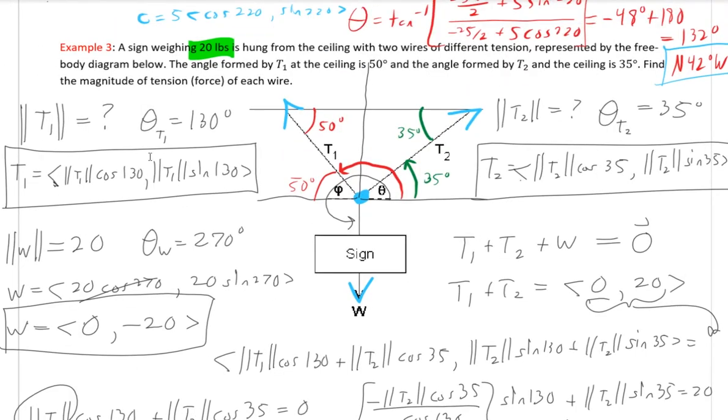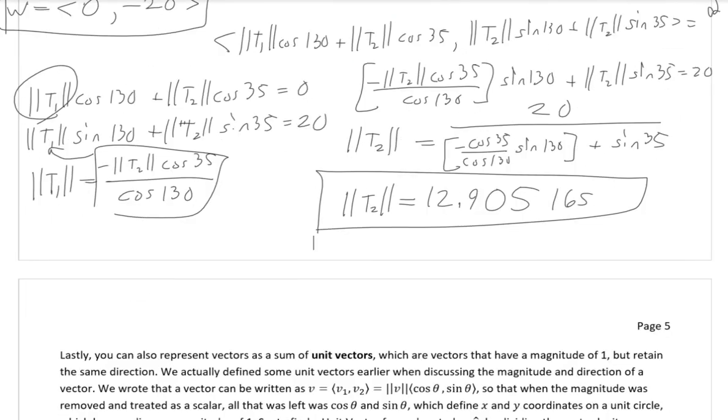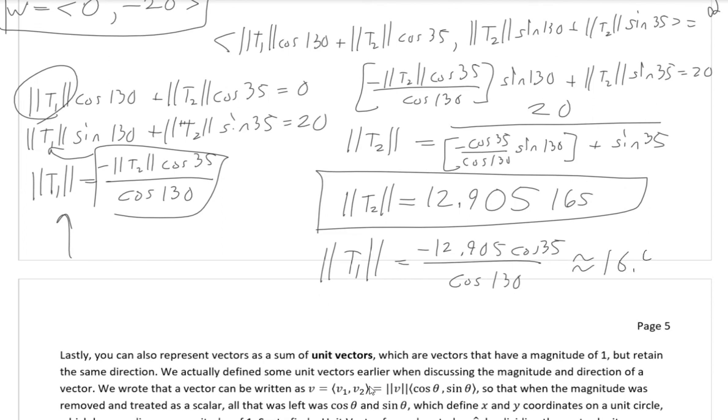So we have the magnitude of T2. We also need the magnitude of T1. And since we already have this equation right here, why not just plug in magnitude of T2? So then magnitude of T1 equals negative 12.905 times cosine of 35 over cosine of 130. And you get negative 12.905 times cosine of 35. Then you divide that by cosine of 130. Cosine of 130 will be negative, which will cancel out the top negative. And you get approximately 16.446 pounds.